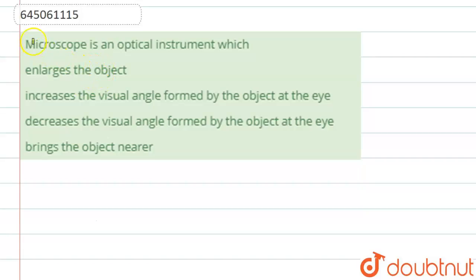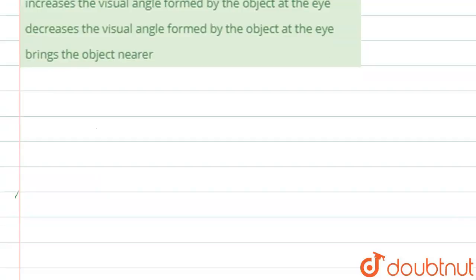Well, hello students. Now we're going to see this question. The question says that the microscope is an optical instrument which, options are: enlarges an object, increases the visual angle formed by object and eye, decreases the visual angle formed by object and eye, and brings the object nearer. So basically, the object is not brought nearer.